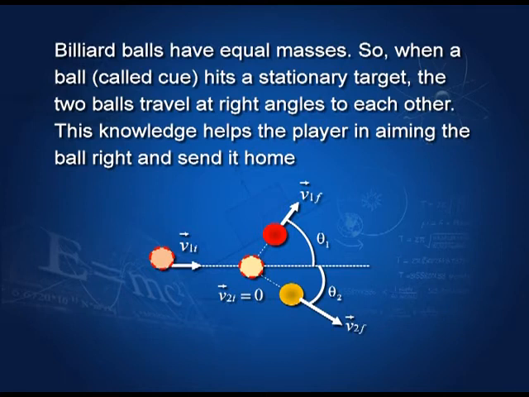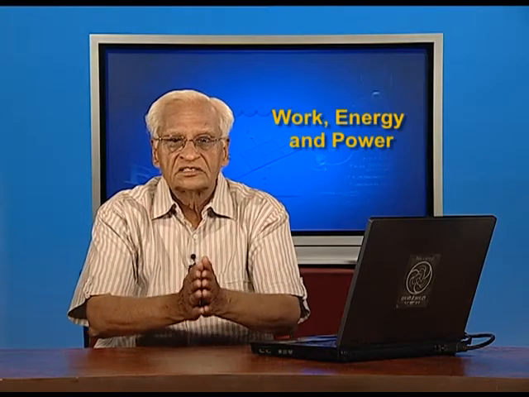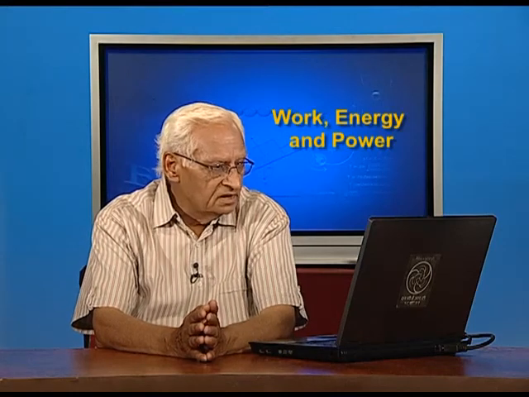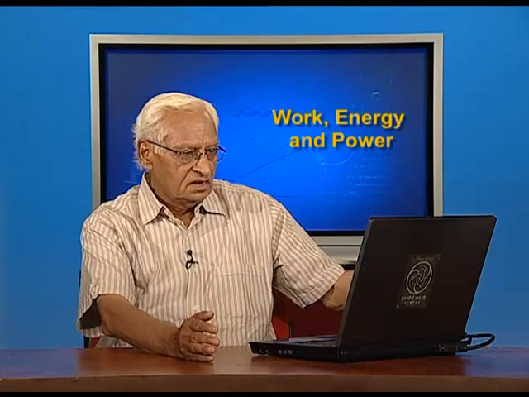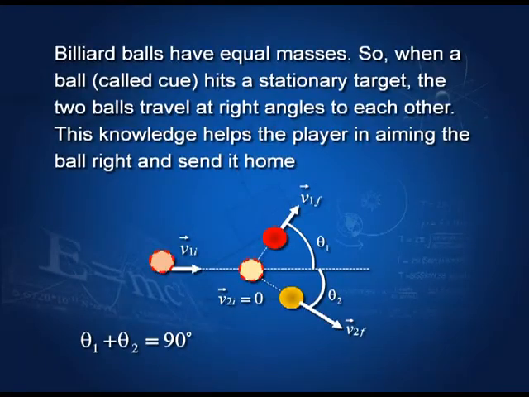This makes an angle theta 1 with the initial direction, this makes an angle theta 2 with the initial direction, and theta 1 plus theta 2 is equal to 90 degrees. And skilled billiard players know all this, and they use this knowledge so that they can aim and send the balls to their respective homes.